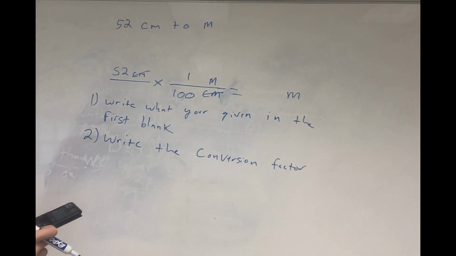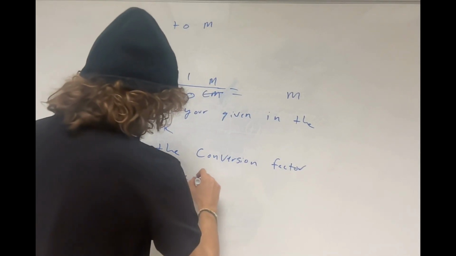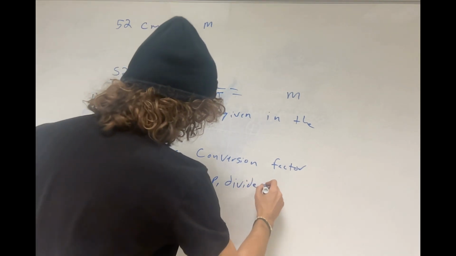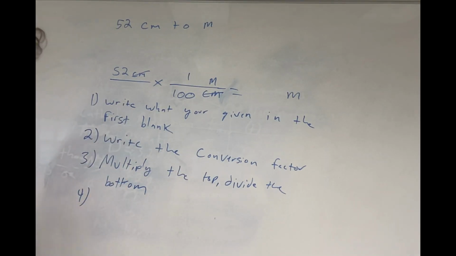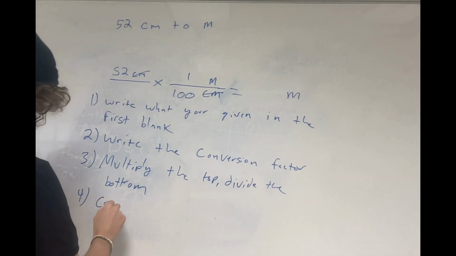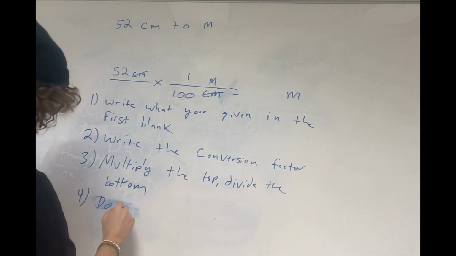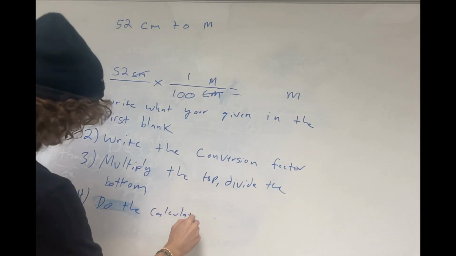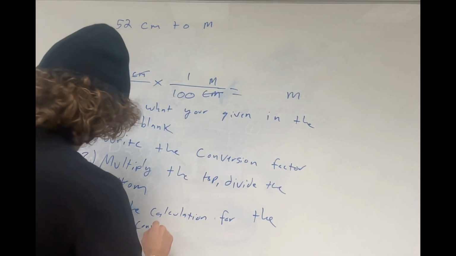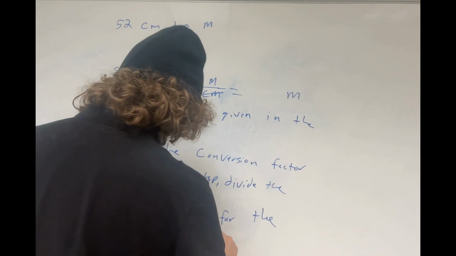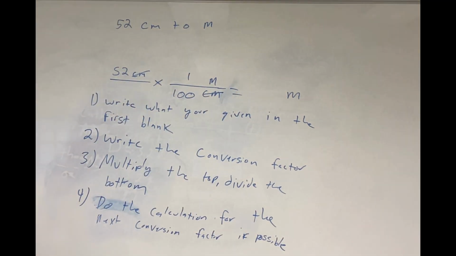Okay, so let's go ahead and do it. Step 3, and how you calculate this is multiply the top, divide by the bottom, and then for step 4, if applicable, do the calculation for the next conversion factor, if possible. So let's think about that. If possible, do the next conversion factor.